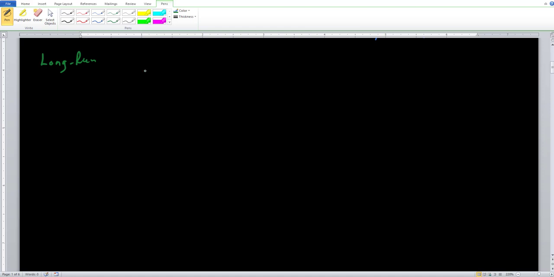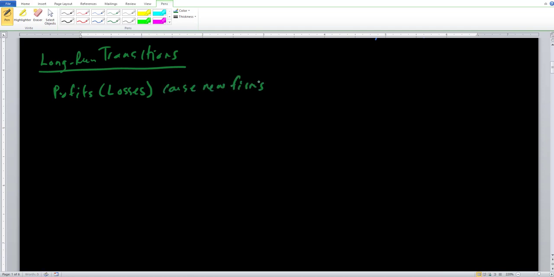So long run transitions. With these long run transitions, we'll go ahead and say, what happens if a firm is earning profits? And we'll do the opposite case in parentheses right here. So read everything in parentheses together, read everything not in parentheses together as well. So profits cause new firms to enter into the industry. The opposite of that is exit the industry. Remember that as we transition over to the long run, firms can actually enter and leave the industry now.